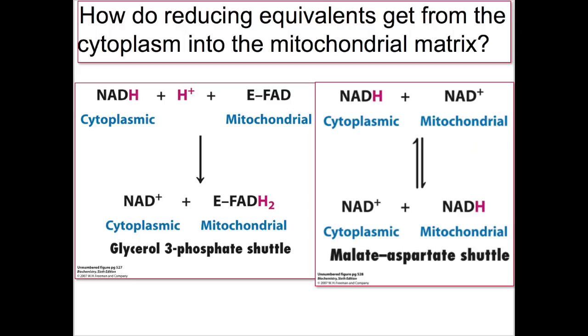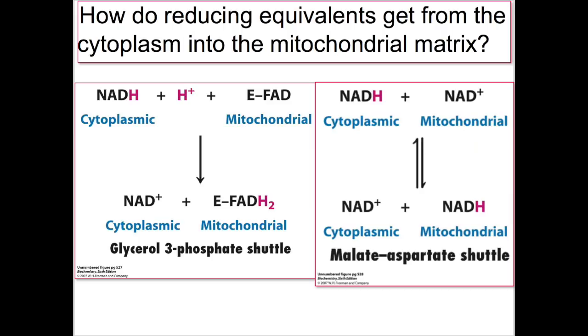So what happens is there are two main shuttles that transport electrons from the cytosol into the mitochondrial matrix. The first one is the glycerol 3-phosphate shuttle, and the second one is the malate aspartate shuttle. We're going to start with the glycerol 3-phosphate shuttle because that's much more simple than the malate aspartate shuttle. The glycerol 3-phosphate shuttle uses cytoplasmic NADH and mitochondrial FAD. Now this mitochondrial FAD is shown here as E-FAD because this FAD is actually a prosthetic group that's bound to an enzyme, and we'll look at this in a little while.